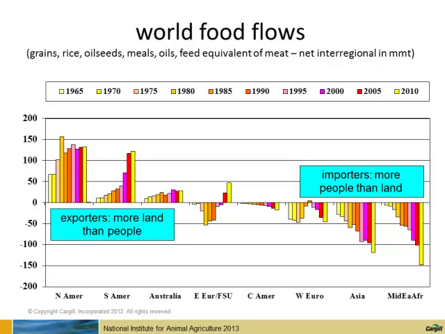On the right-hand side of the chart are importers, more people than land. A lot of folks in China that need to eat. A lot of folks in India that need to eat. A lot of folks in the Middle East and Africa that need to eat. A lot of food going from people that have it to people that need it. And that's one of the things that we at Cargill try to do, connect people that have food to people that need food. Other companies do the same thing, but that's what this chart demonstrates. A key trend, moving food from people that have it to people that need it.